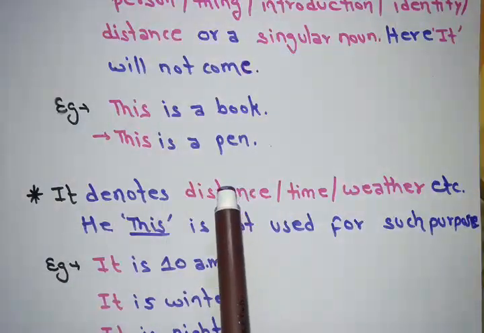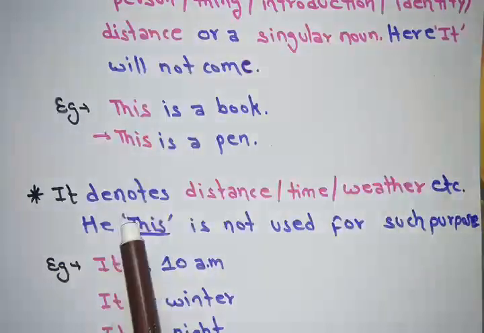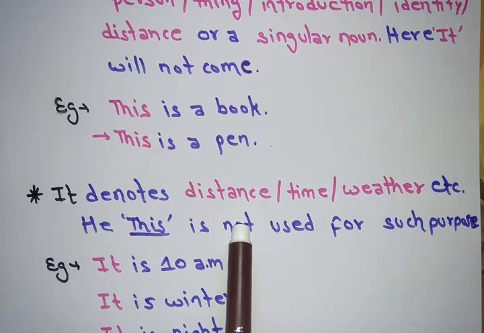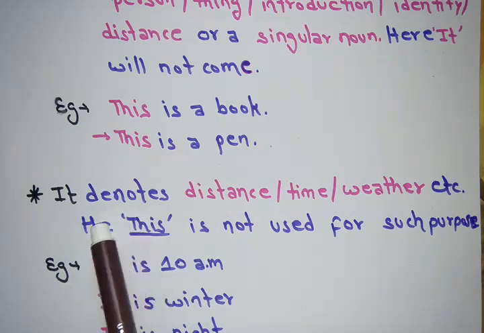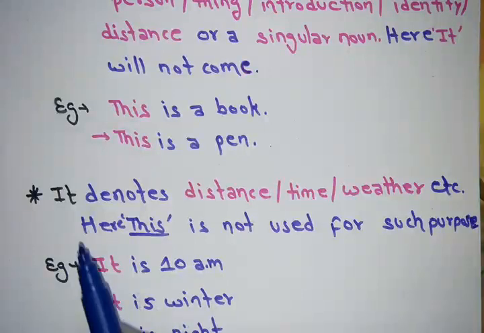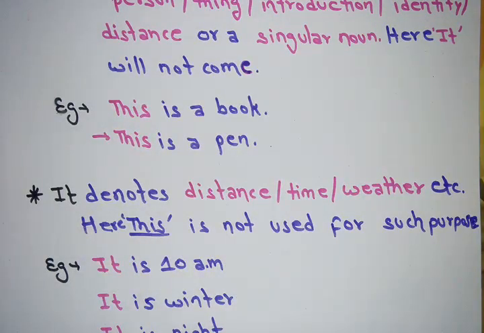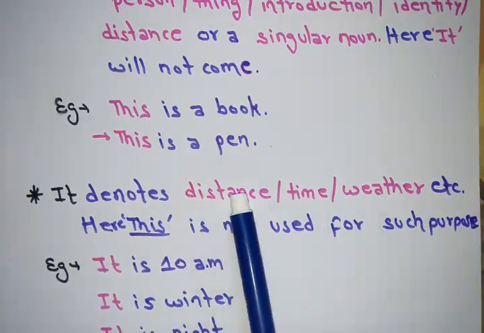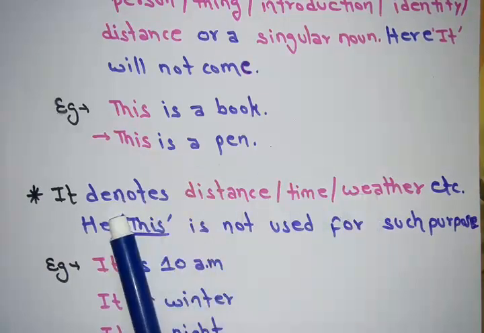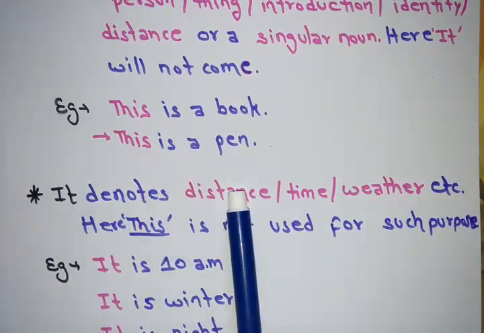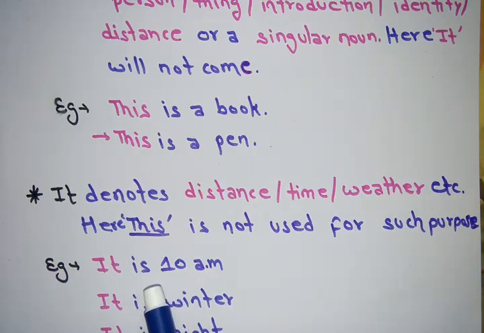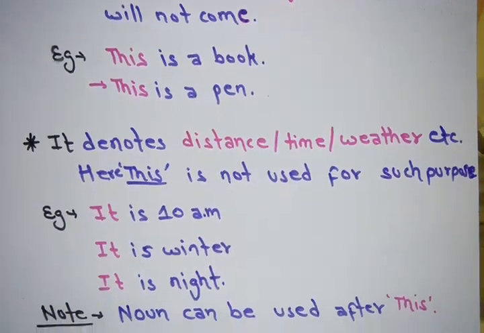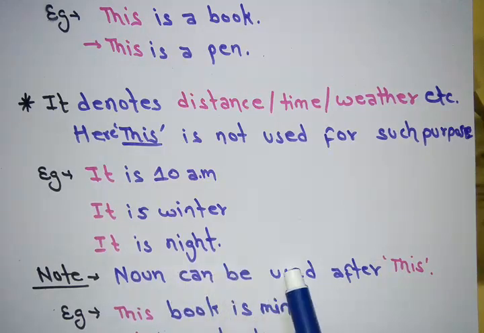And "it" denotes distance, time, weather, etc. "This" is not used for such purposes, meaning distance, time, weather. "It" always denotes these types of things. For example, it is 10 a.m. It is winter. It is tonight. And there is a note: a noun can be used after "this".